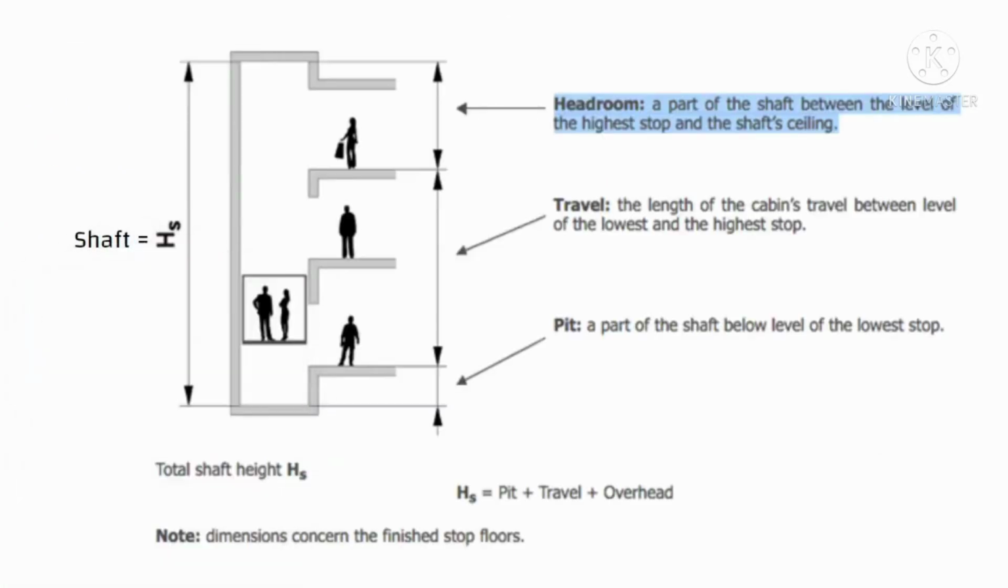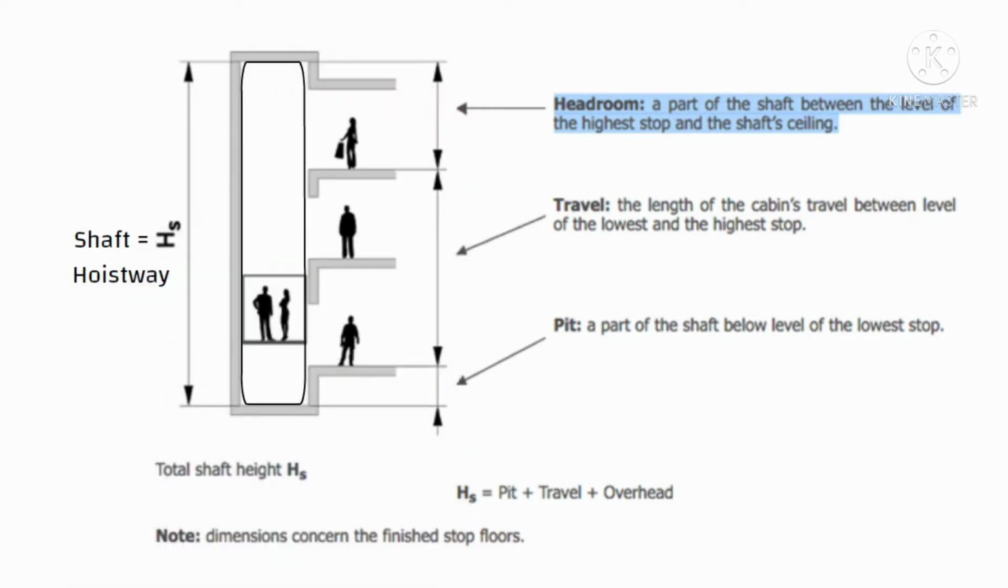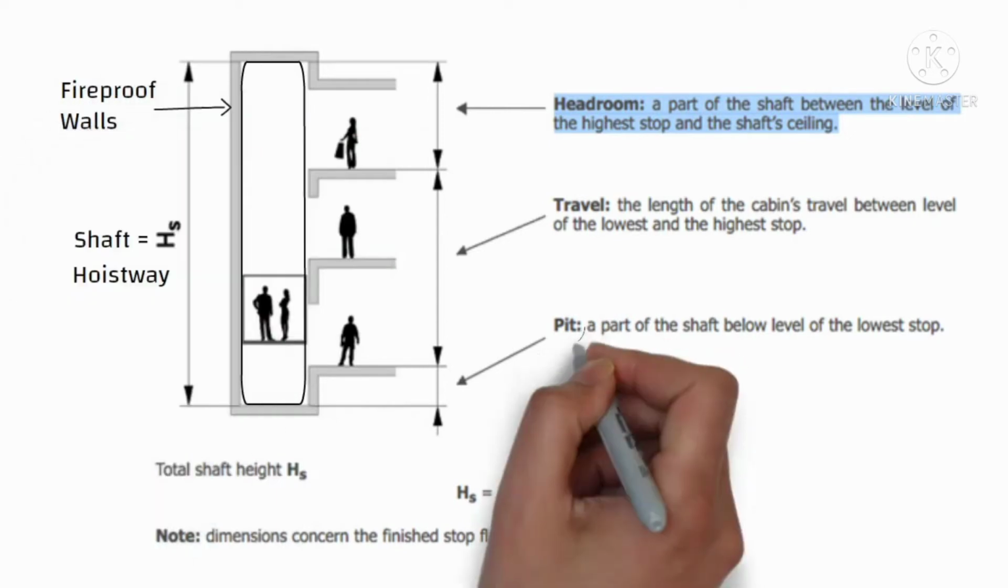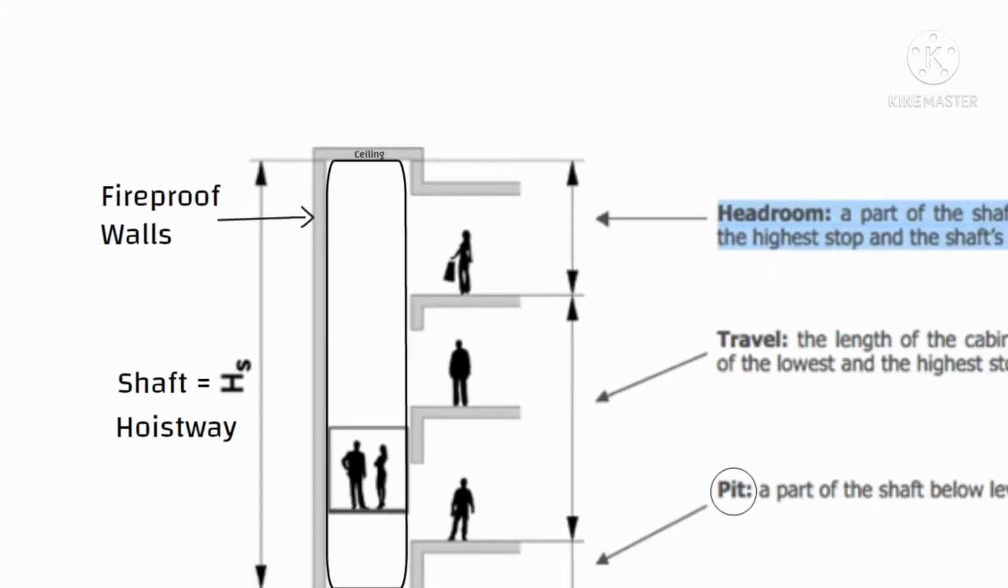Shaft. It is also known as hoistway. It is the space in which one or more elevator cars move. This space is enclosed by fireproof walls, pit, and ceiling for the travel of one or more elevators.